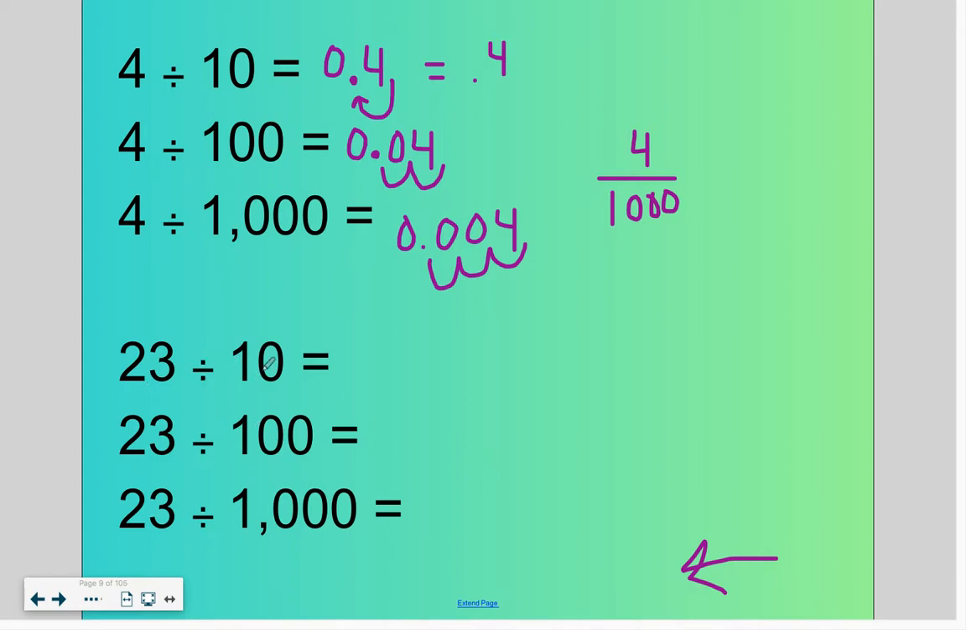Same thing with 23 divided by 10. So put your 2 and your 3, put your imaginary decimal at the end. We're moving it over one time, so we get an answer of 2.3, or 2 3/10.